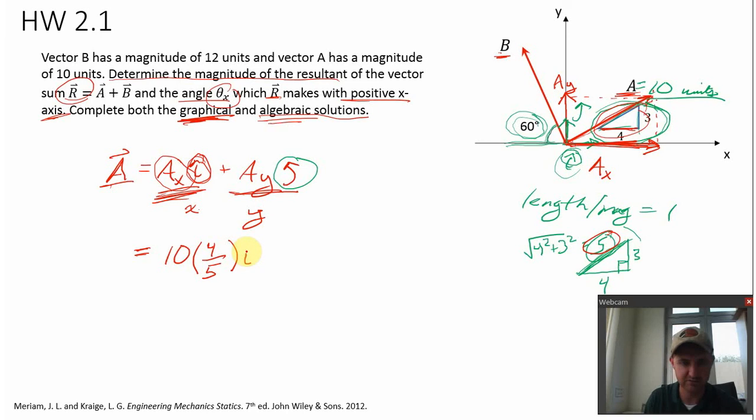Now notice when I write vectors, I have to have the component, which is the i hat component here. You cannot leave that off. Okay, so that's the i component.